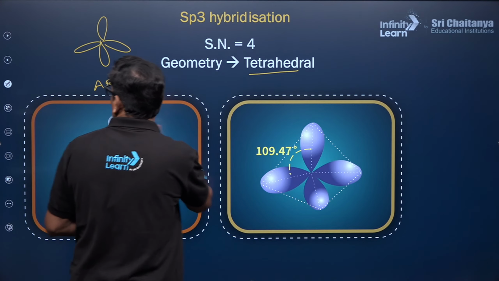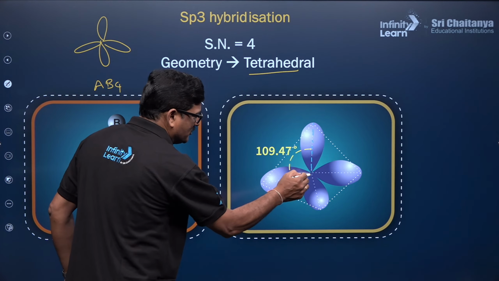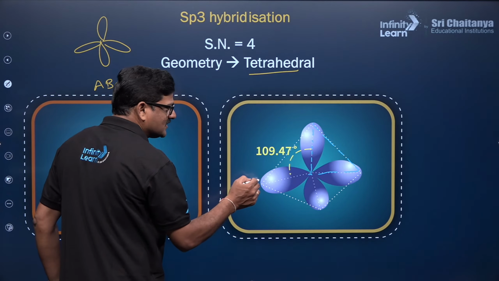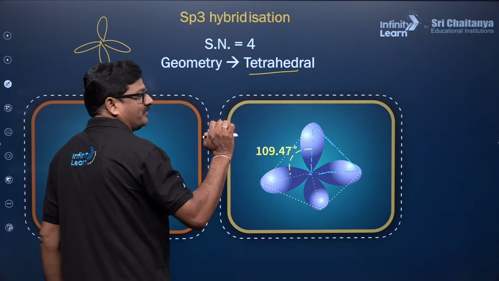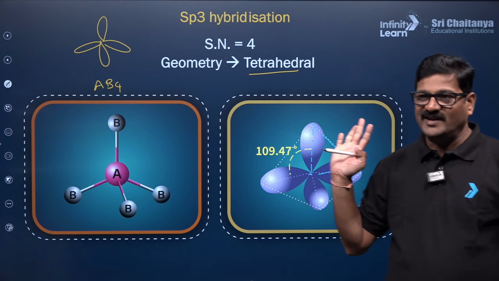How do we say it is a tetrahedral? You can say this is a face. It is another face. It is another face. Total 4 faces can be seen. So it is said to be a tetrahedral geometry.